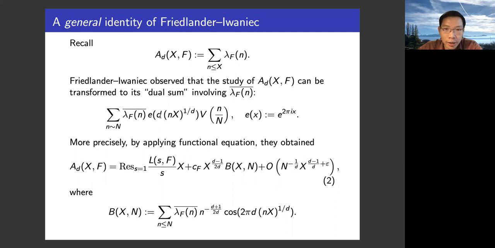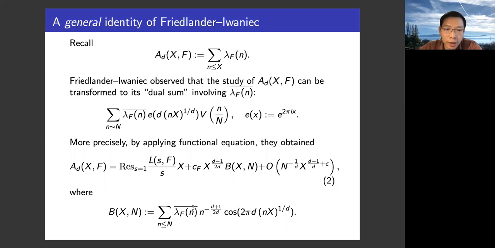So here d again denotes the degree of the L-function, and here x is the original length of summation, and n is some parameter. Here v is some smooth test function. More precisely, by applying the functional equation, they obtain the following nice identity. So here the original sum can be related to a dual sum B via this identity up to an error term of this form. And n is some parameter to be chosen at our disposal.